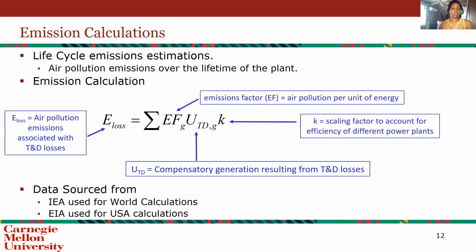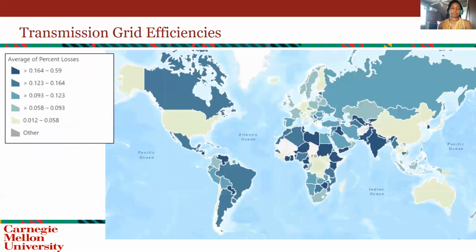This scaling factor is used to account for efficiency of different power plants across regions. So for example, a coal plant in the US might have a different efficiency than a coal plant in India. And our data is being sourced from the IEA, using that for world calculations, and the EIA, which is going to be used for our subnational calculations in the US.